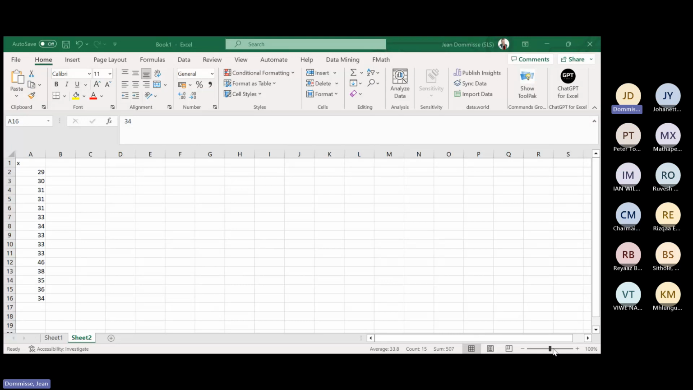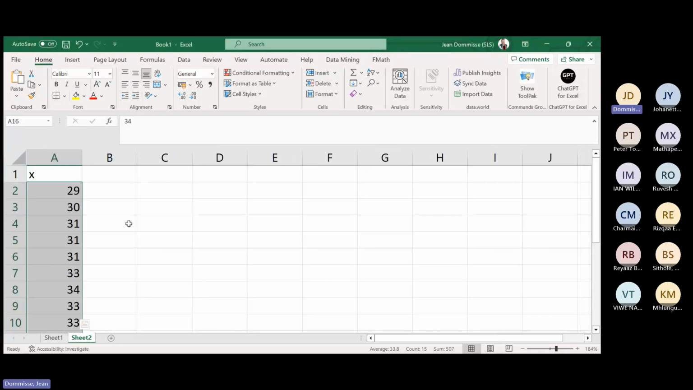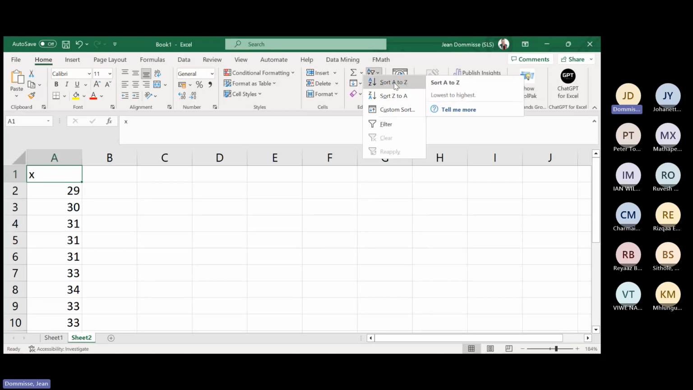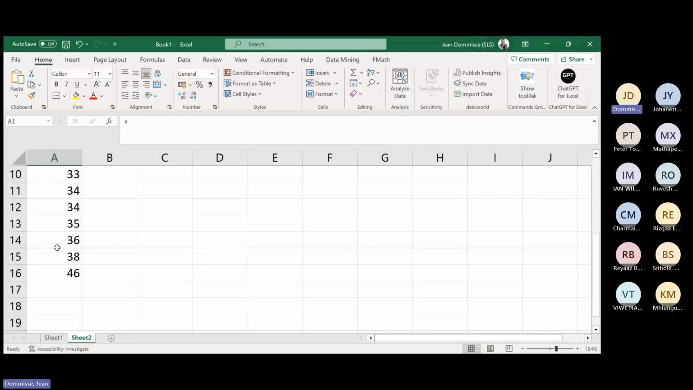Okay, and let's see if I can make it a bit bigger. Okay, so it is now. So one can now see here are some numbers that are not sorted. You can again in Excel just click on there and say sort, and I want to sort from A to Z. That tells me from smallest to highest, and there it sorted it out.